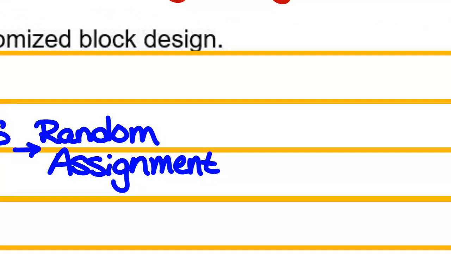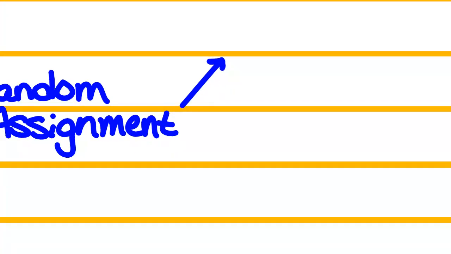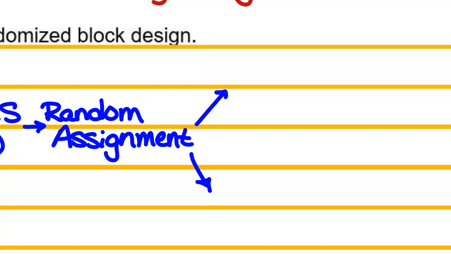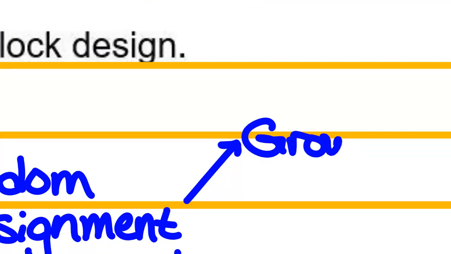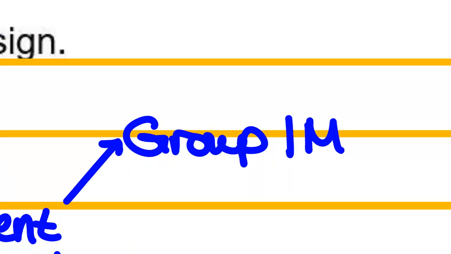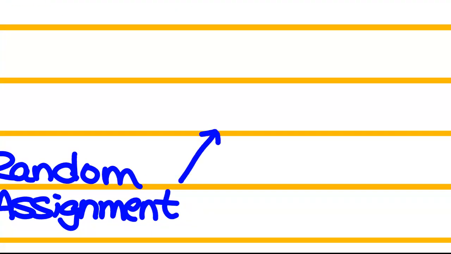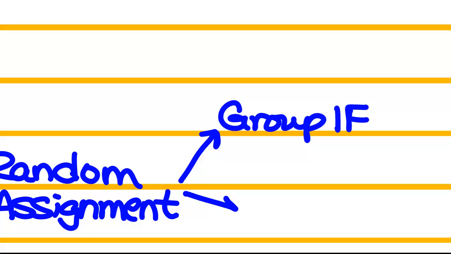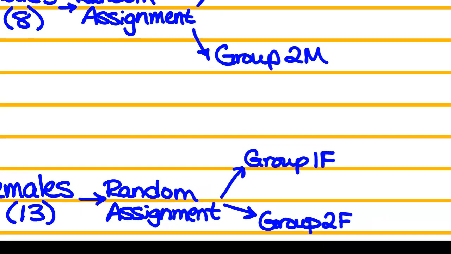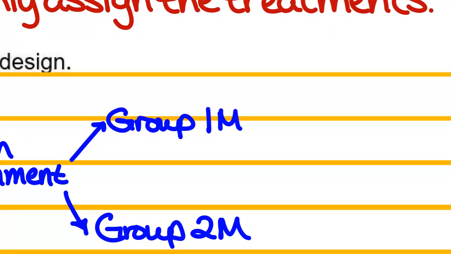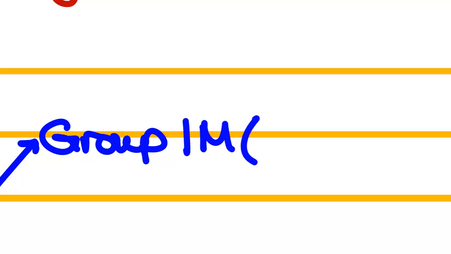All right, so now we're going to split them up into 2 groups. What do we want to call our 2 groups? 1F, 2F, 1M, 2M. All right, so group 1M, group 2M, group 1F, group 2F. How many would be in each group for the males? 4 would be in each group.